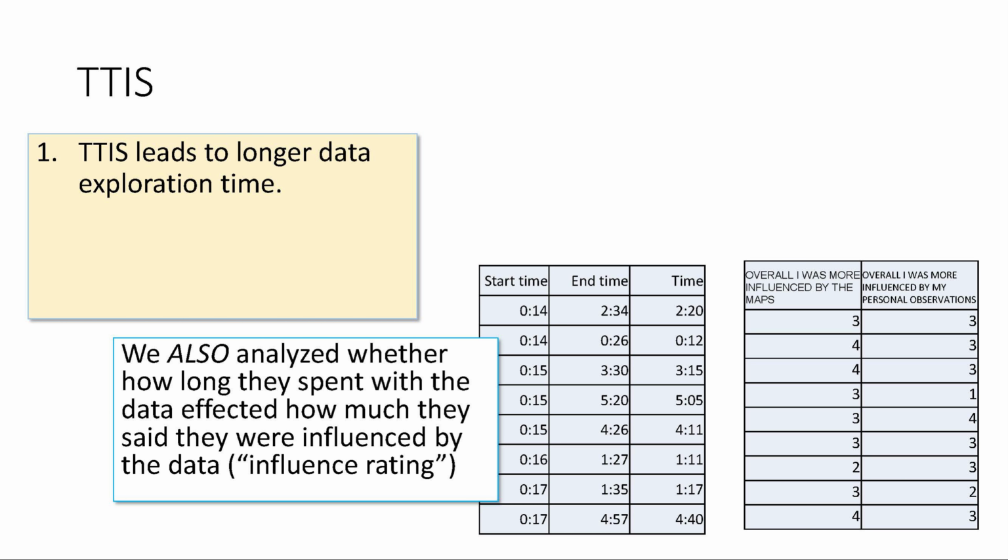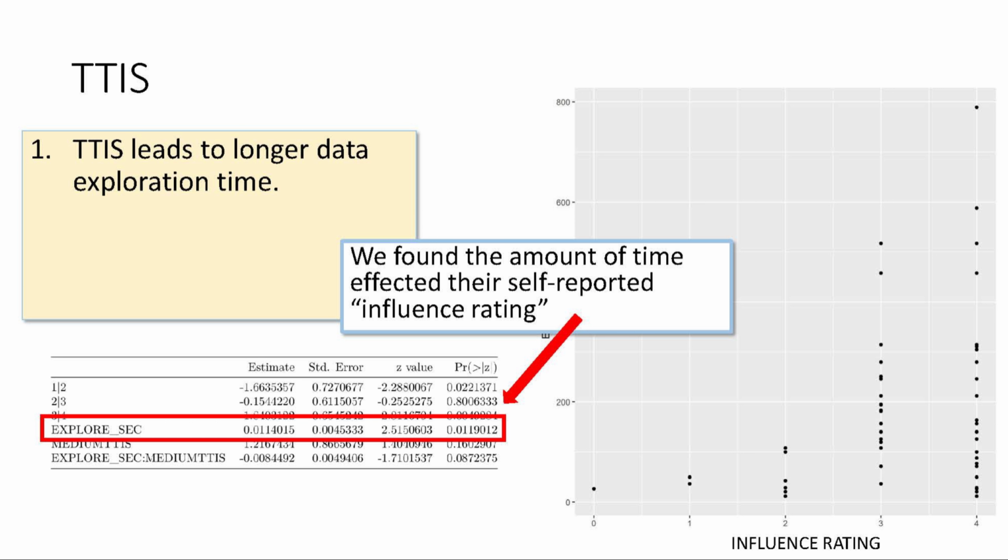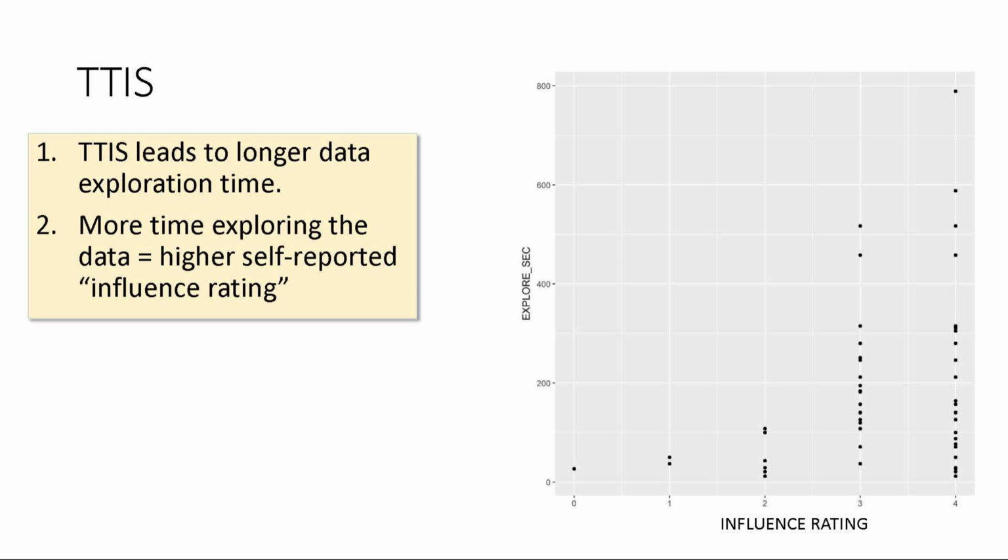We also analyzed whether how long they spent with the data affected how much they said they were influenced by the data. So, does the amount of time affect influence? We found that the amount of time did affect their self-reported influence rating. Basically, the more time they spent, the higher their influence rating, so they felt more influenced the longer they spent using the data. As you can see, more time exploring the data resulted in higher self-reported influence rating.